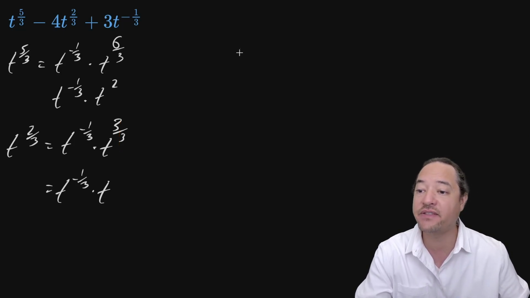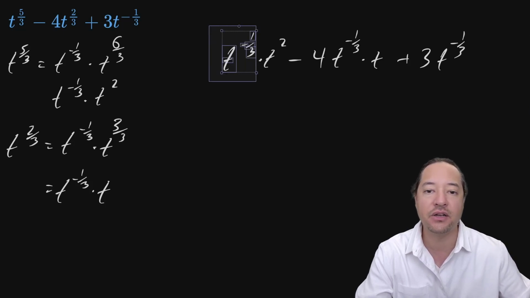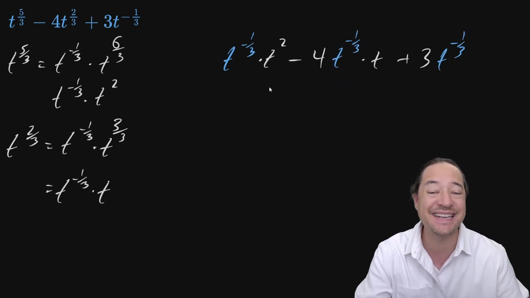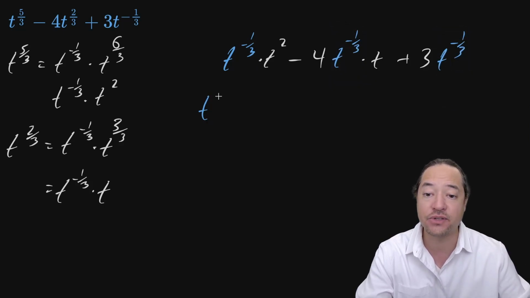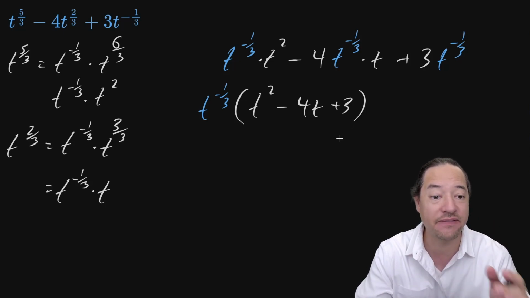We see t to the 5/3 is going to be t to the -1/3 times t squared, minus 4t to the 2/3 becomes t to the -1/3 times t, and then finally we get a plus 3 t to the -1/3. Now again, notice we have a common factor in each of these terms of t to the -1/3. So we're going to factor that out. t to the -1/3 times t squared minus 4t plus 3. That is a normal quadratic expression that we can factor.